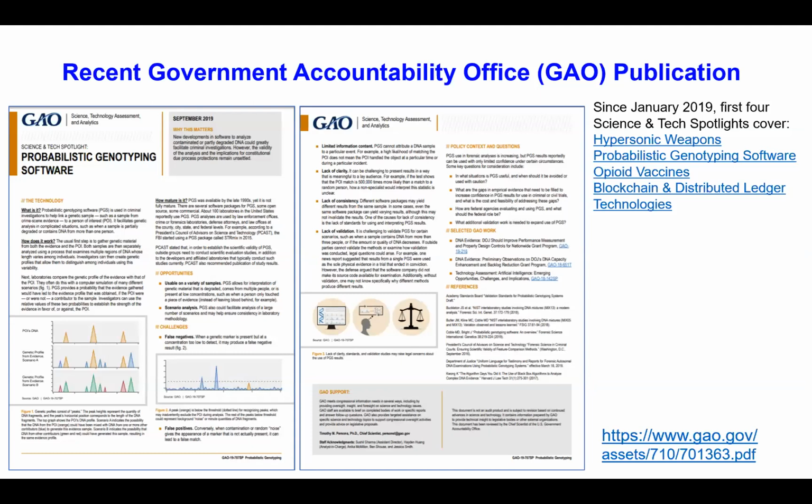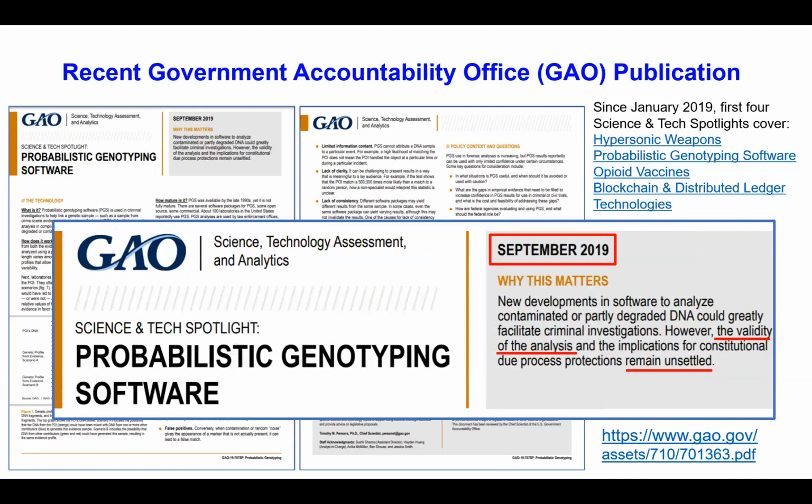The Government Accountability Office has just started publishing science and technology spotlights, and they published a 2-page summary of what probabilistic genotyping software is and how it's being used. And this is their "why this matters." This just came out 2 months ago. They point out that the validity of the analyses remains unsettled, at least from the perspective of the authors of the GAO publication.